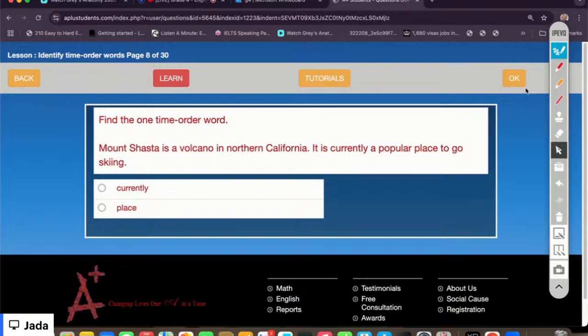All right. Mount Shasta is a volcano in Northern California. It is currently a popular place to go skiing. One time order word here.